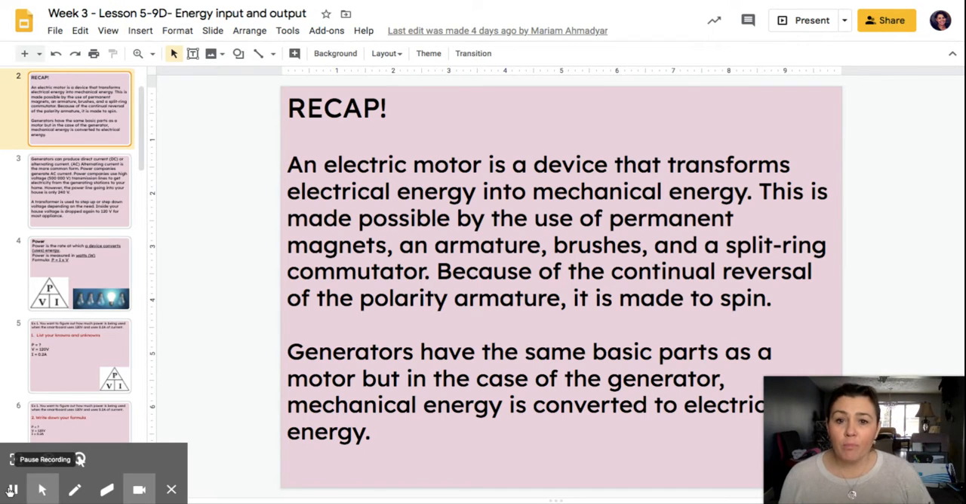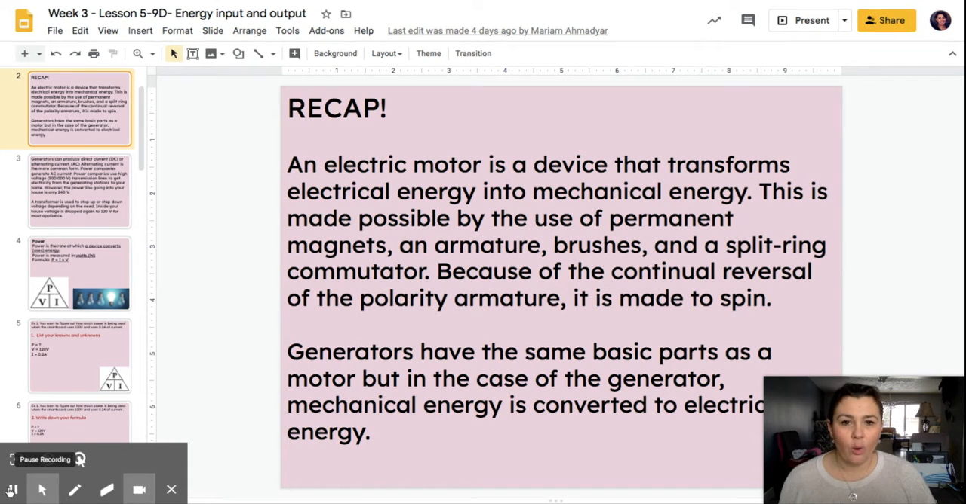So that's what motors do. They take electricity and they turn it into movement. It's why we love cars so much, because all we have to do is turn them on, and the electricity is going to make the motor turn. So the wheels are going to move. This is made possible by permanent magnets, an armature, brushes, and a split ring commutator.